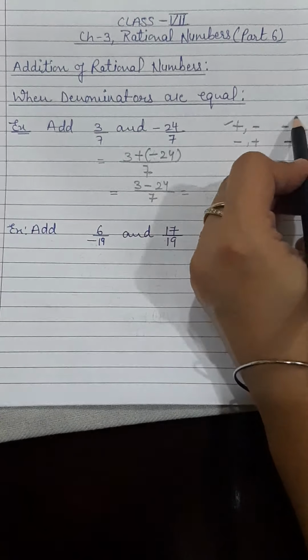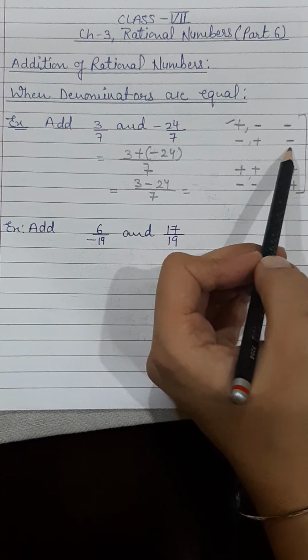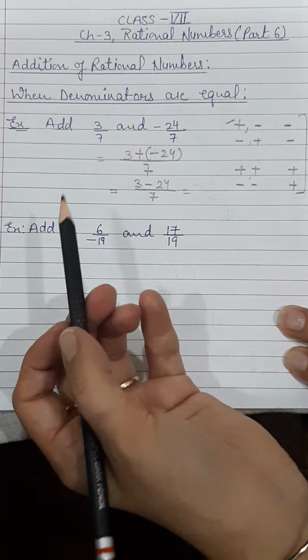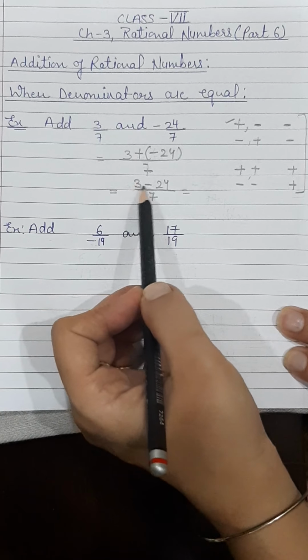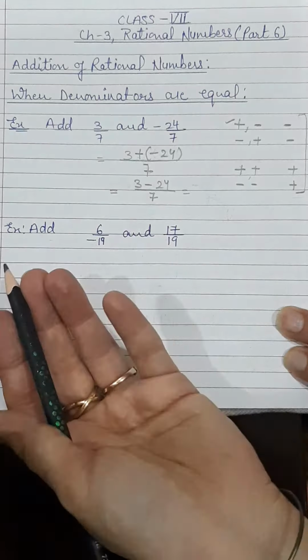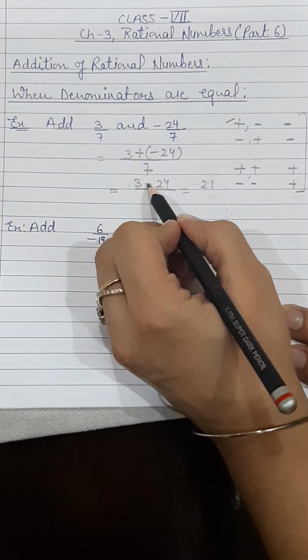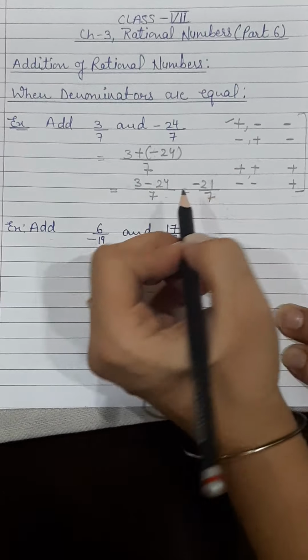For different signs you have to do the operation subtraction, and for the same sign you have to do addition, and the sign is assigned according to the greater value. Here 3 is positive and 24 is negative, so you do subtraction. 24 minus 3 is 21, and 24 is greater than 3 and 24 is negative, so 21 will be negative, upon denominator 7.